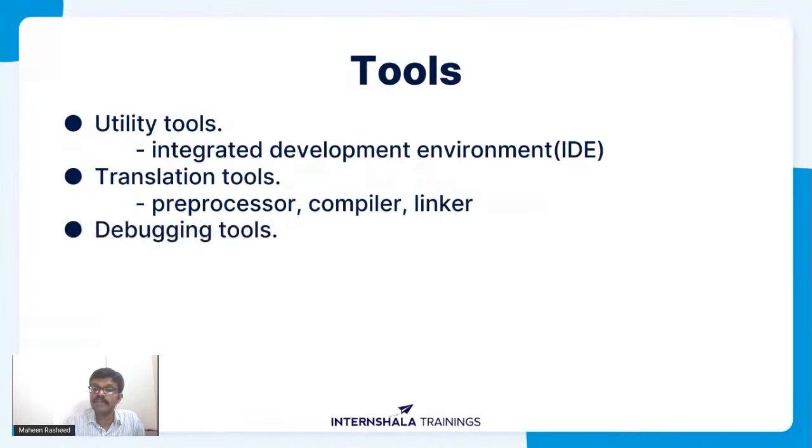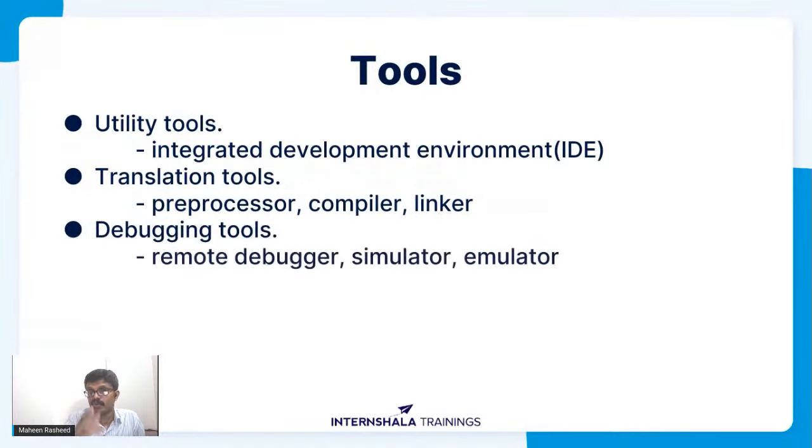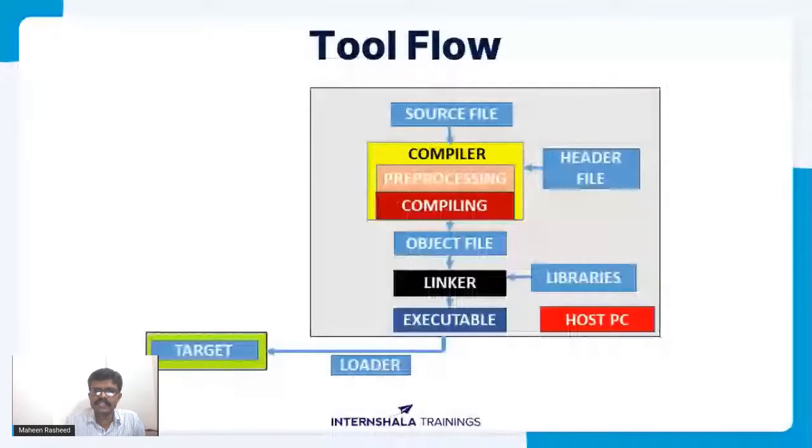And then finally, we have debugging tools, where you detect and debug the source code and remove the errors or bugs. Remote debugger, simulator, and emulator are examples of debugging tools. The emulator is the most powerful debugging tool. It is hardware-based. This is the tool flow of embedded system development.